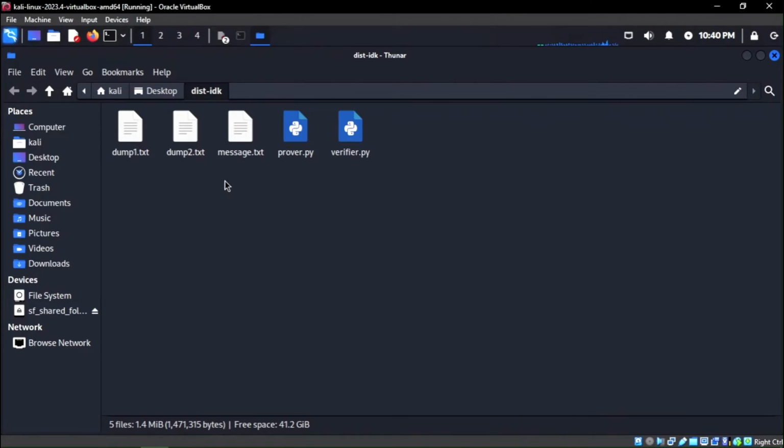The challenge gives us a few things: a prover script, a verifier script, and most importantly for us, two dump files. These dump files are like recordings of what a correct prover, one that knows the real P and Q, sent out in two different runs. So let's get into the prover.py.